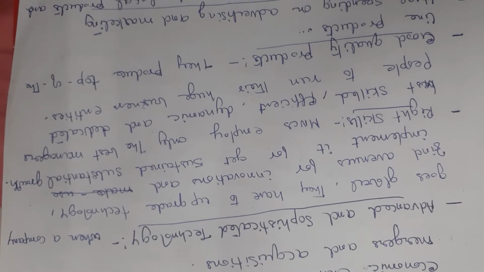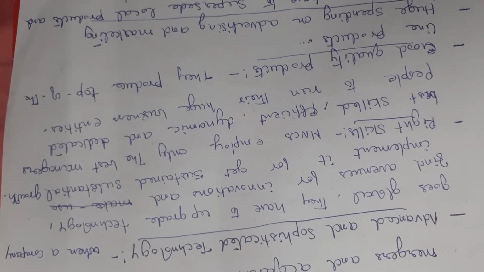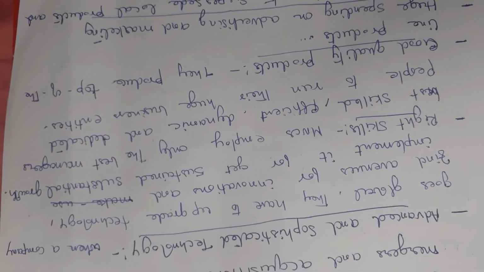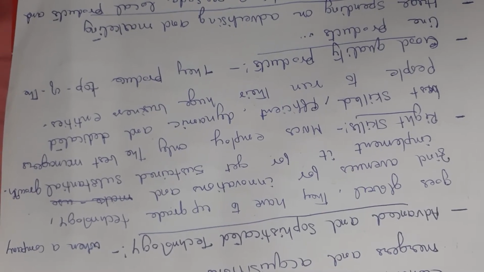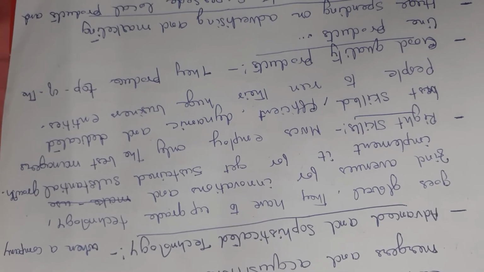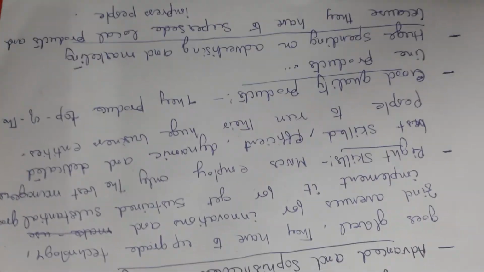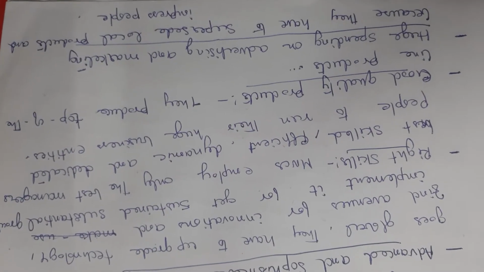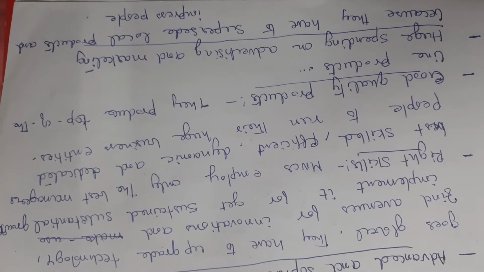Then you have advanced and sophisticated technologies, which is a unique feature of multinational corporations. When a company goes global, they have to upgrade technology, find avenues for innovation, and implement it for sustainable, substantial growth. If not, they wouldn't be able to sustain in the market. So they have to find new innovations, new research and technology, and upgrade their technology as and when it is possible.